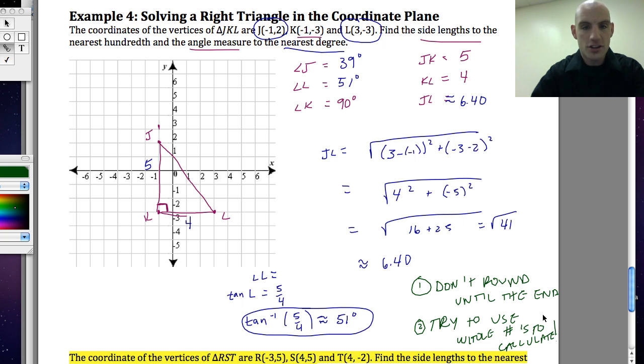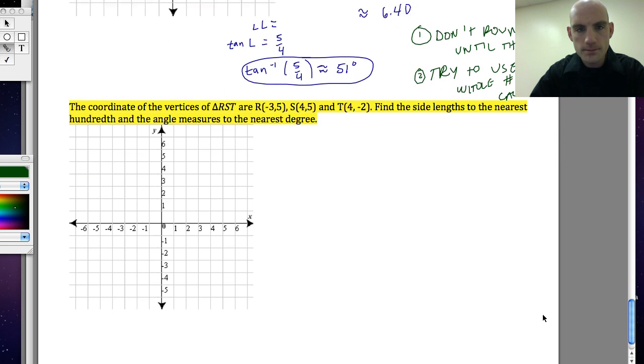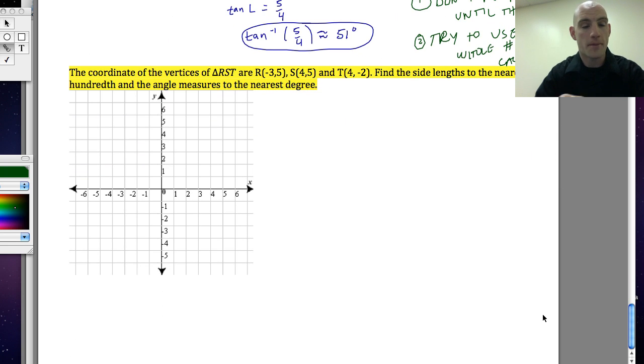Okay, guys? Here's one for you to try. I'd like for you to try it. We'll talk about it in class. Remember those principles. Don't round until the end. Try not to use rounded values.